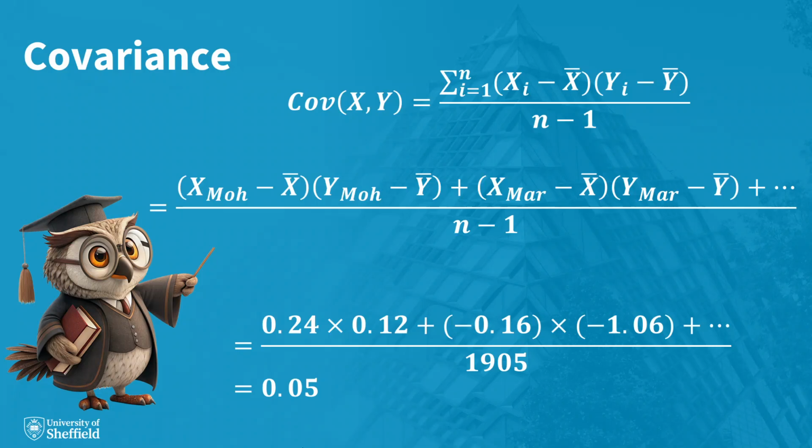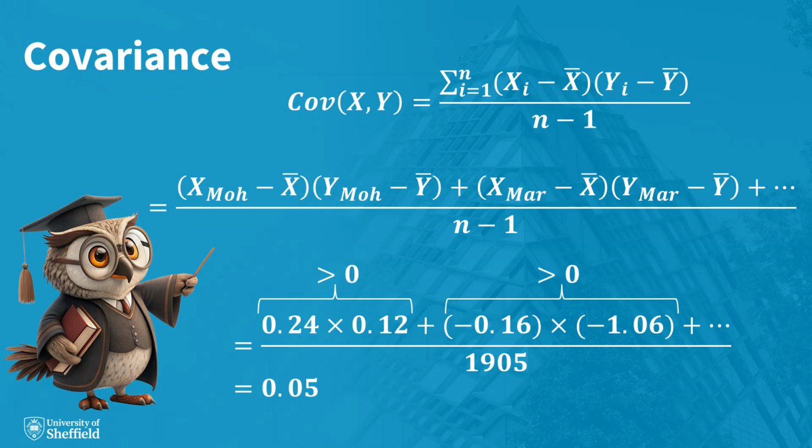As Mohammed has both above average wealth and above average height for age, the product of these differences will always be positive, as a positive number multiplied by a positive number is always positive. Similarly, as Mariam has below average wealth and below average height for age, her product is also positive, because a negative number times a negative number will always be positive.